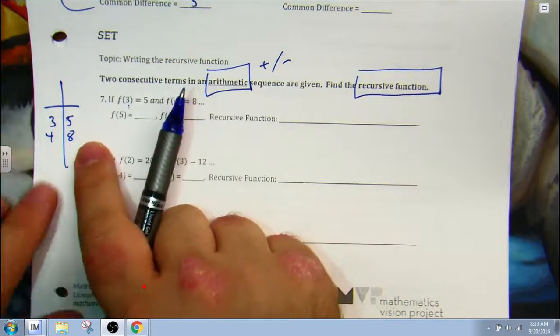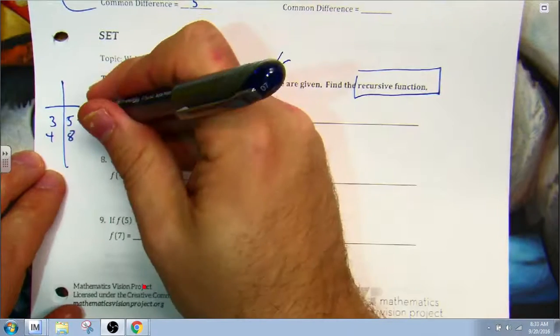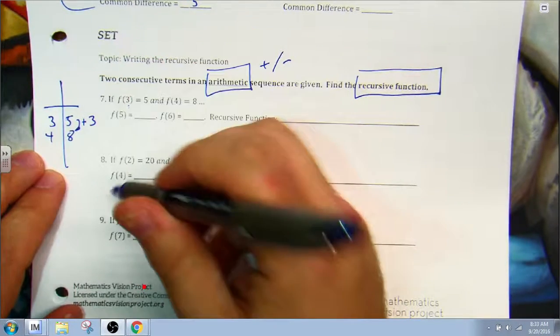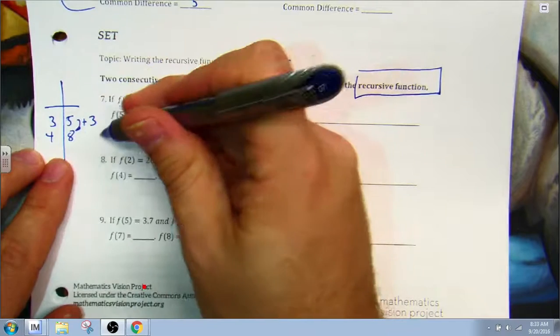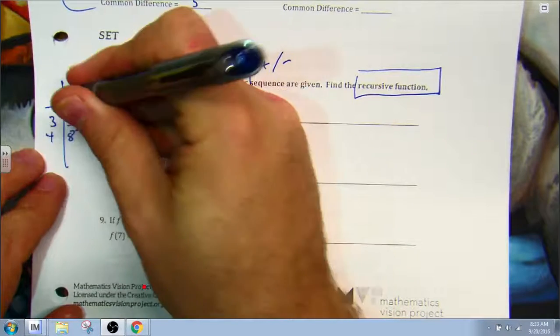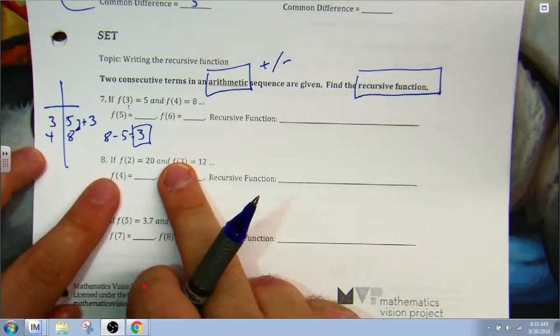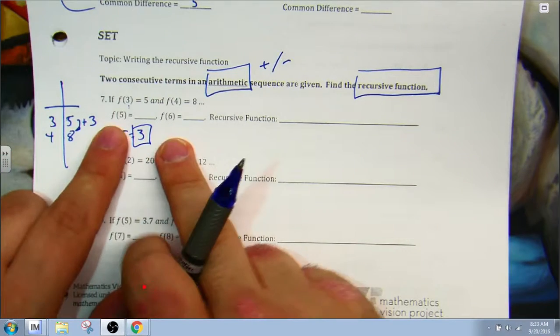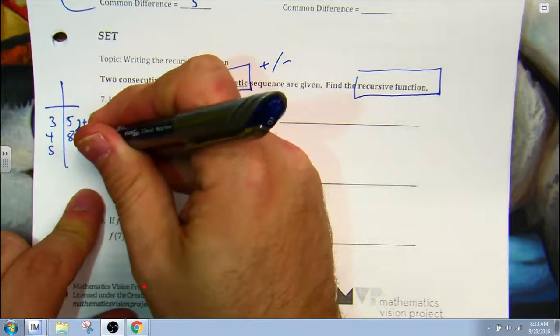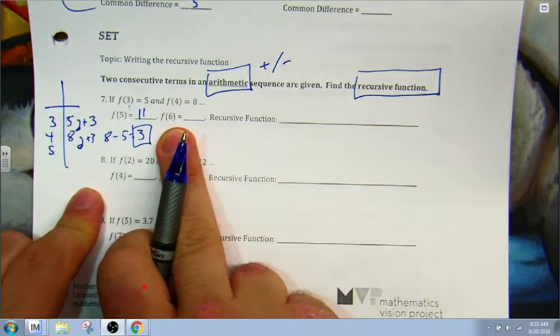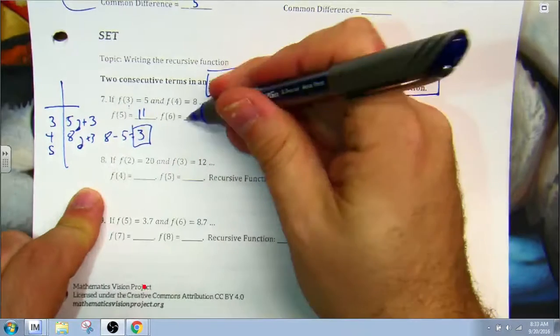Knowing that it's arithmetic and I'm adding some number, I just have to figure out what number I'm adding, and I can see that it's 3. If you can't see that it's 3, you just take the higher number, in this case 8, and subtract the previous number, 5, which gives 3, and that will be your common difference. Now that I know it's 3, to get to f of 5, all I have to do is add 3 again, giving me 11. And then to get to f of 6, I add 3 again, giving me 14.